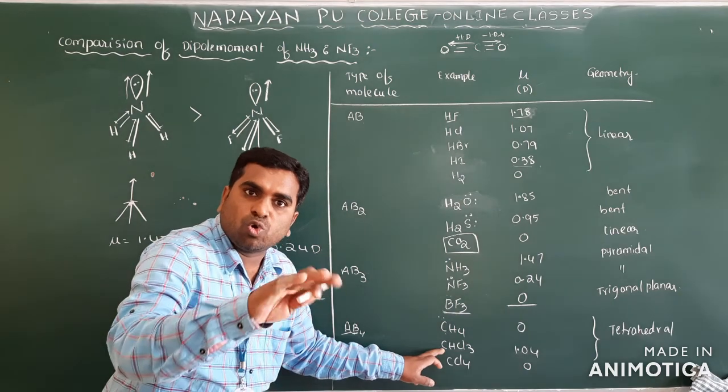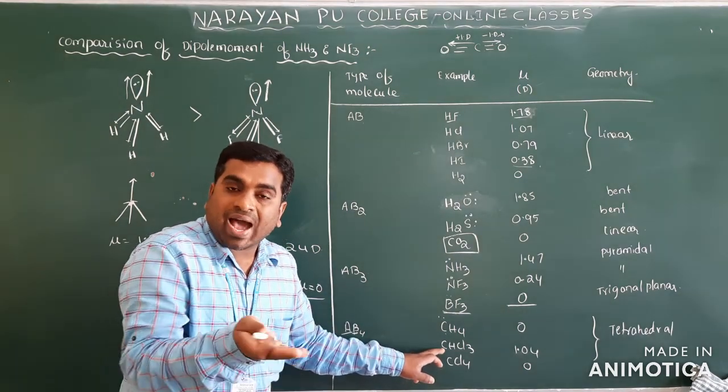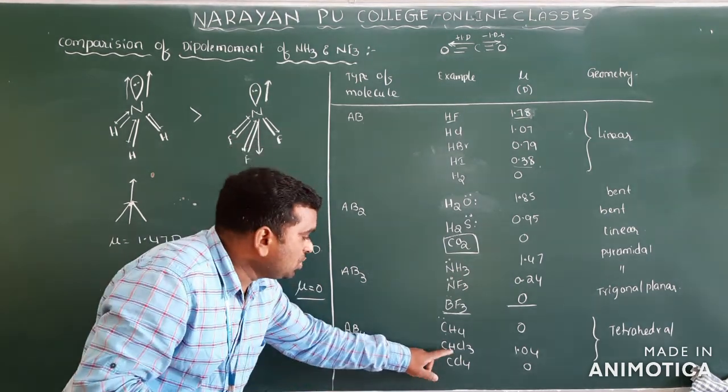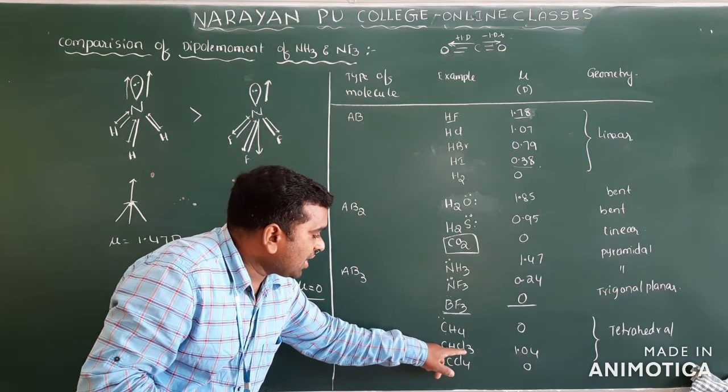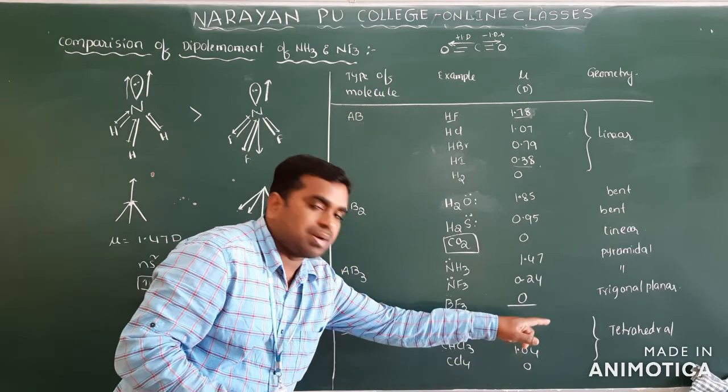What it is, lone pair of electrons it doesn't have. Don't think that it is having regular geometry. It is regular geometry, but you don't think that it is a symmetrical molecule. Why? Because here hydrogen is there and 3 chlorine. All the surrounding atoms are not the same. So that's why it will have some dipole moment.